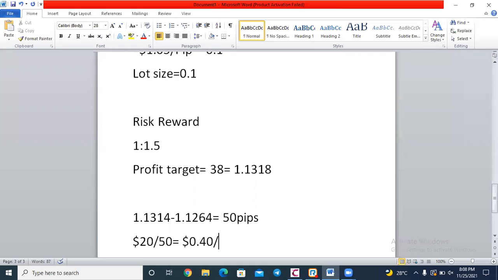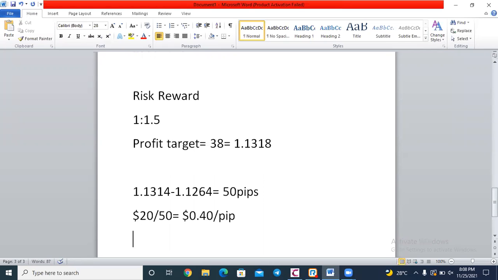What lot size would give us 40 cents per pip? If you know it, type it in the comment space. What lot size will give us 40 cents per pip? Type in the comment space if you know it. What lot size? I'm waiting. Thank you, Mr. Folosho. 0.04.